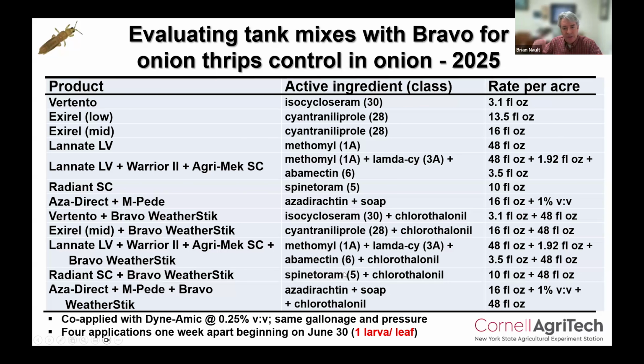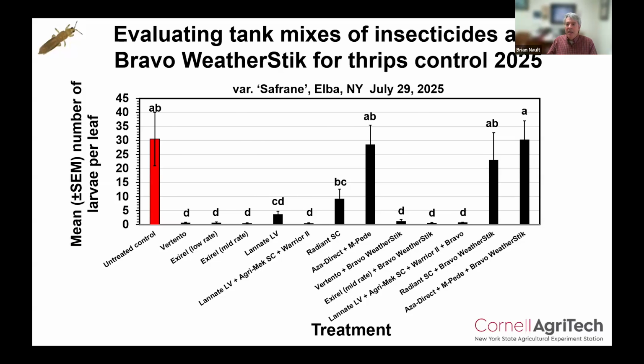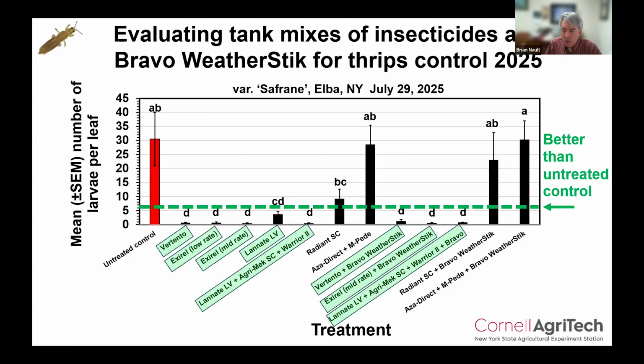Again, 4 applications, and I'm going to show you the results 1 week after that 4th application. We see in the untreated control over 30 thrips per leaf, so a very high infestation. And again, cutting to the chase, of the products that were better than the untreated control, we see Vertento, both rates of Exerol, Lanate, the trifecta of Lanate, Agramec, and Warrior. And then we see basically, with the exception of Radiant and Azadirect plus Impede that didn't work, the others worked fine tank mixing with Bravo Weather Stick.